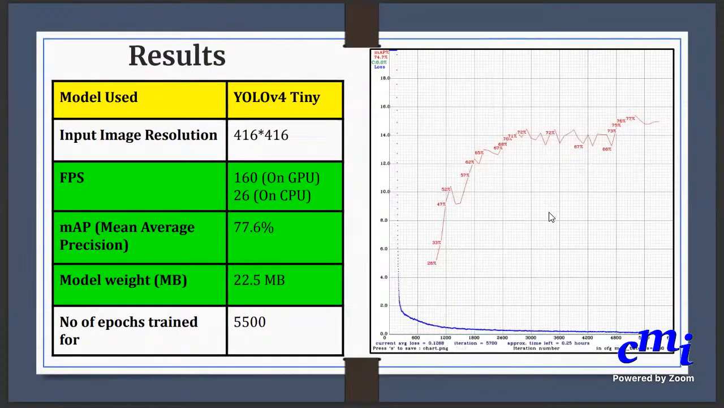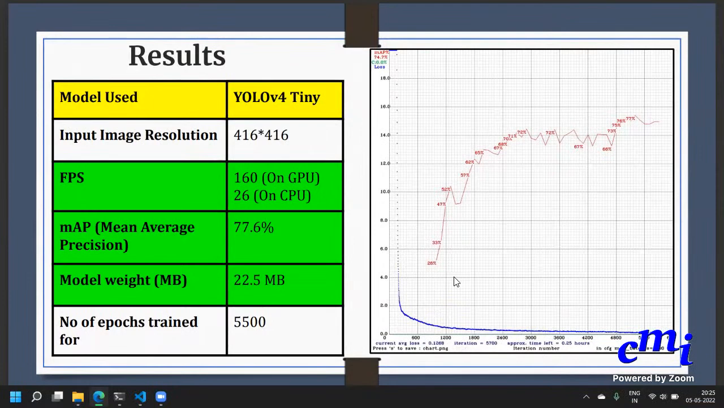Just basically how the training happened. So yeah, Shivli is asking what is your batch size? The batch size is 64.